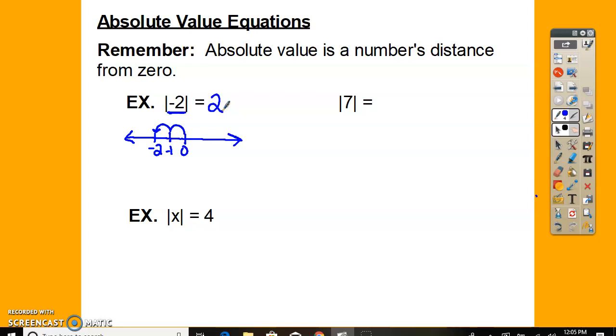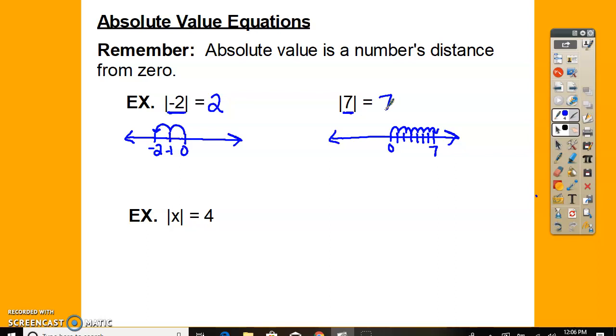So then, second example, absolute value of 7. So it's asking me how far away from 0 is 7 on a number line. 7 is 1, 2, 3, 4, 5, 6, 7 units away from 0 on a number line. So again, my answer is positive. So absolute value of -2 is +2 because it's 2 units away. Absolute value of +7 is still a +7 because it's 7 units away.